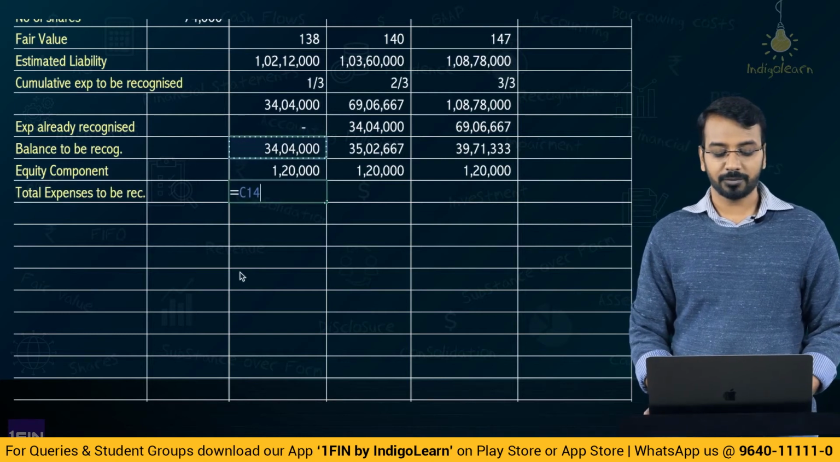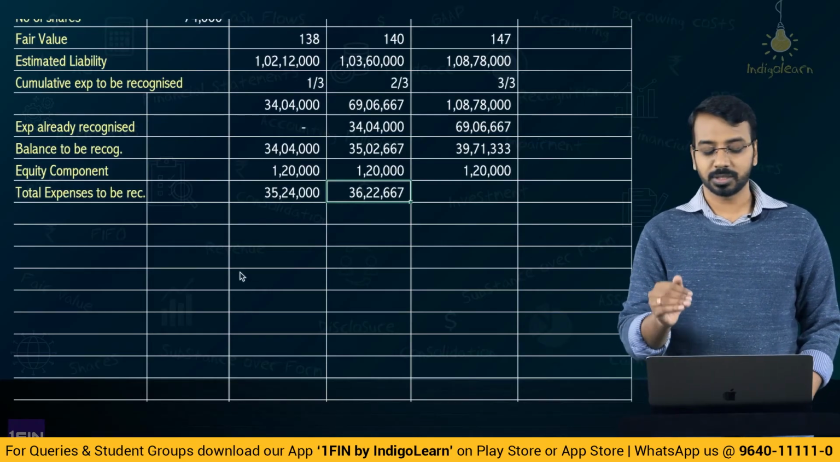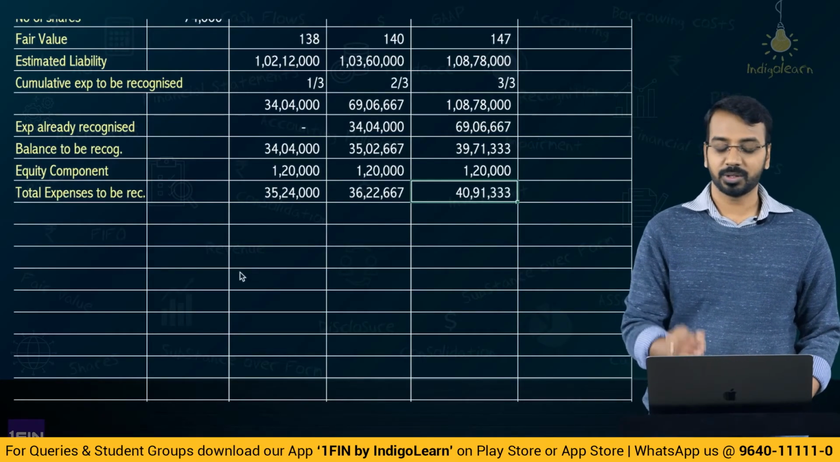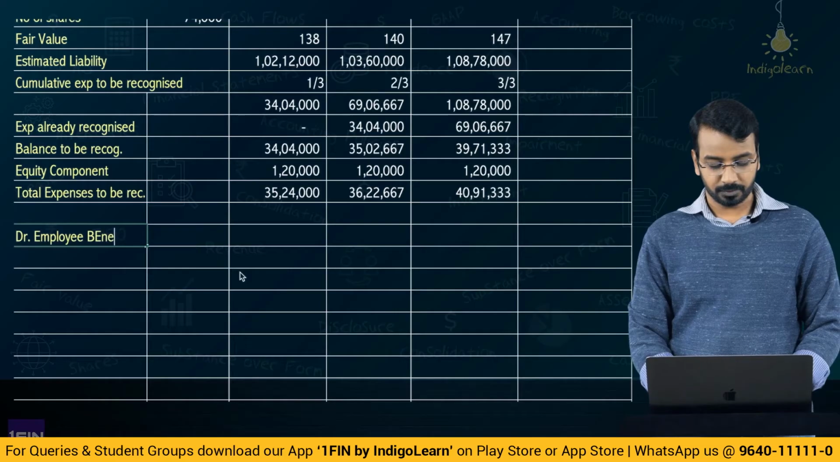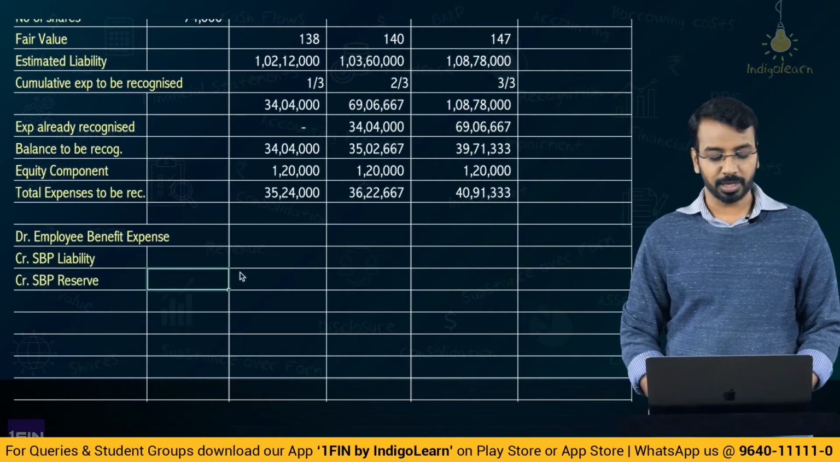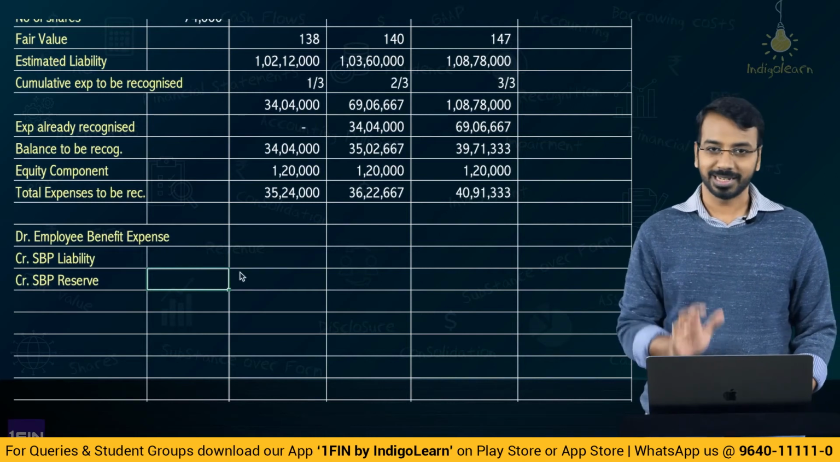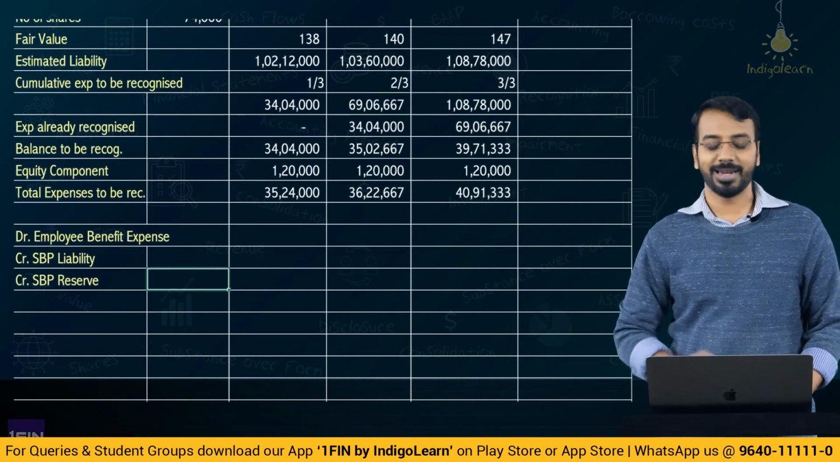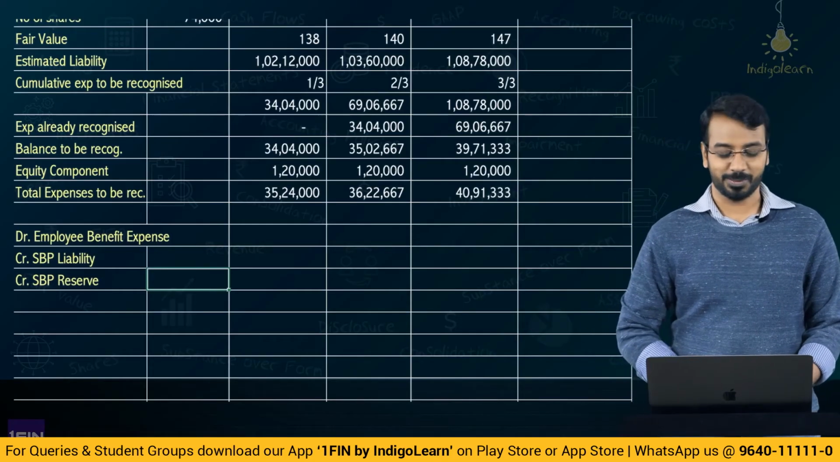How much? 34,04,000 plus 1,20,000 is 35,24,000, then 35,02,667 plus 1,20,000, and 39,71,333 plus 1,20,000. What will be the entry? You will debit employee benefit expense and you will credit SBP liability and you will credit SBP reserve. So basically employee benefit expense account debit to SBP liability and SBP reserve. Okay, that is how we can pass the entries. Even if you write this, it is a valid way of writing entries. In fact, once you qualify, this is how you will be passing entries in your ERP systems, right.